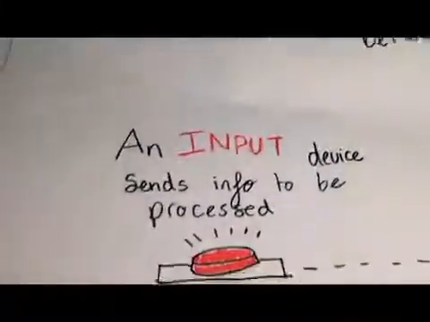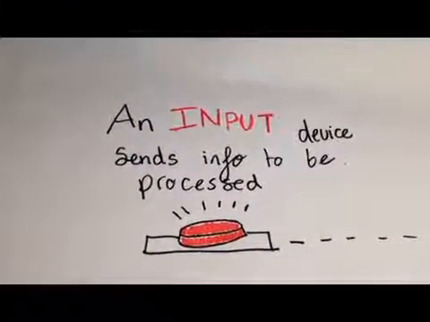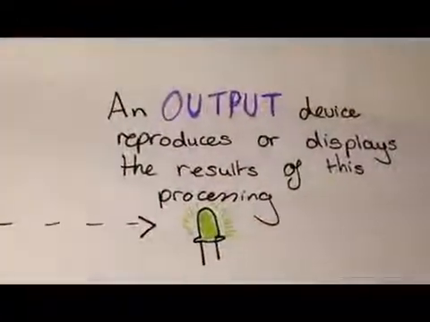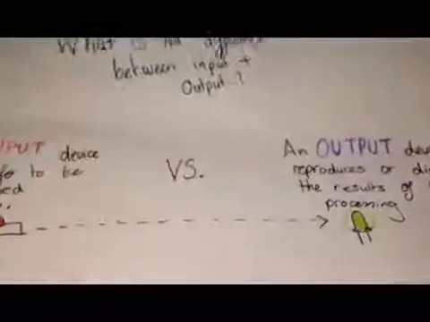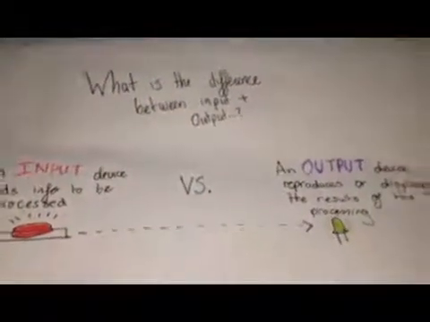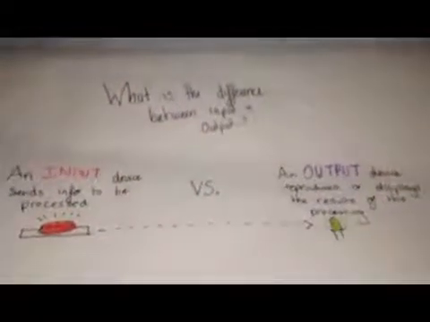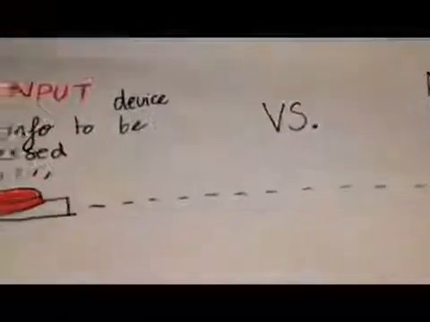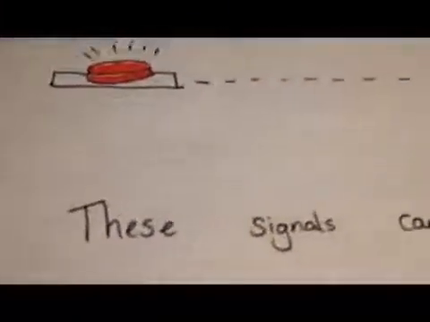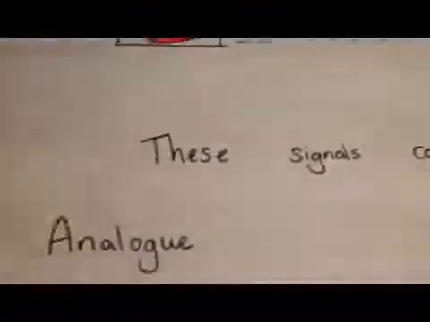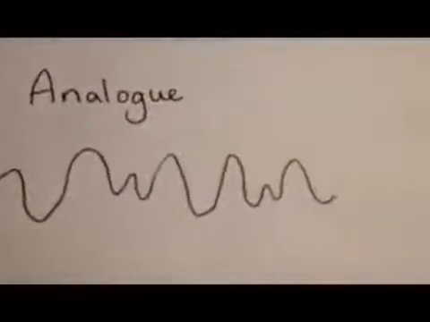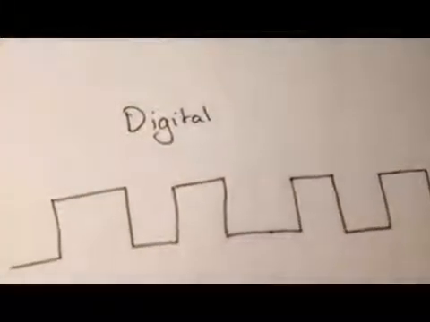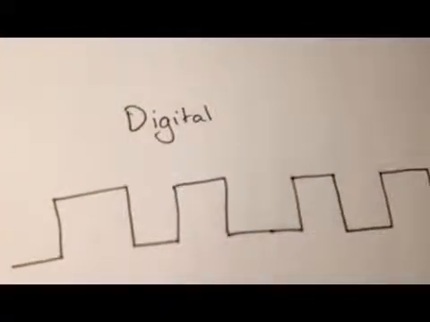What's the difference between input and output? Well, an input device sends information to be processed, whereas an output device reproduces or displays the results of this processing. So, an input device, a button, you press it and a light turns on, and that's the output device. Now, these signals can be of two different types. They can either be analog, a signal that constantly fluctuates, or digital, which is either low, 0, or high, 1.